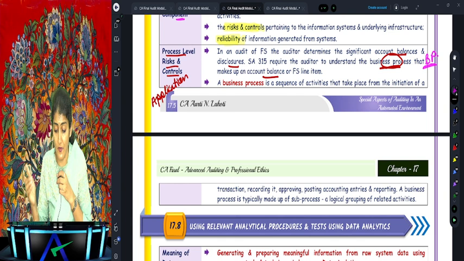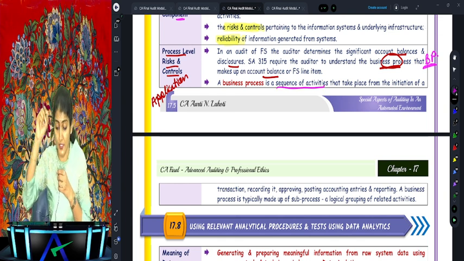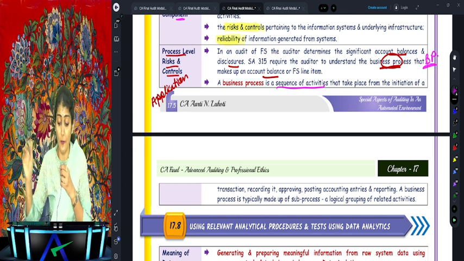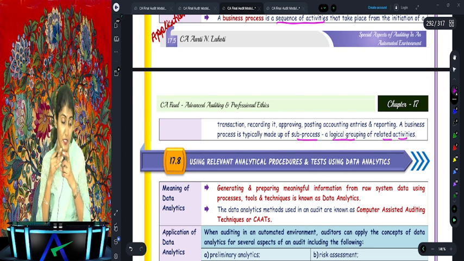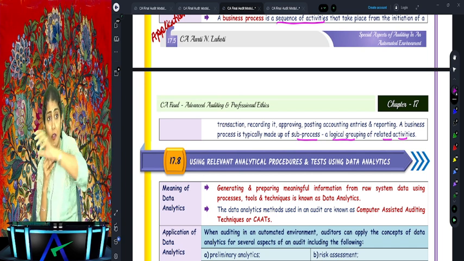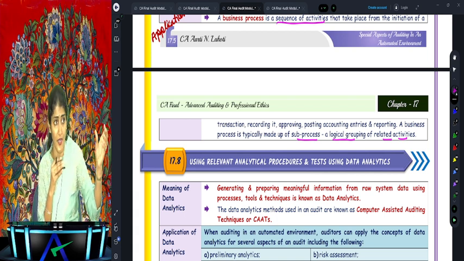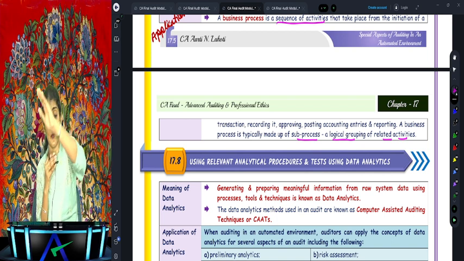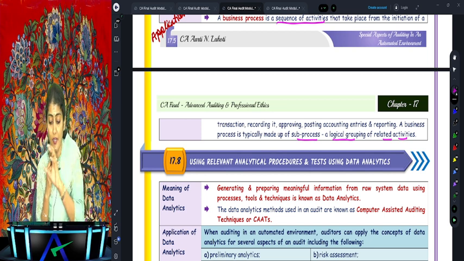And what is the business process? It is a sequence of activity that takes place from the initiation of a transaction, recording it, approving it, posting the accounting entry, and the reporting. And a business process is typically made of a subgroup or a logical grouping of the related activities. Right, so right from the preparation of the asset requisition note up to the payment to the vendor, that's the entire process level. That's an entire business process. You remember that from the purchase of a laptop, asset requisition note, up to the payment being made to the vendor. That is the entire business process regarding how a transaction is processed.